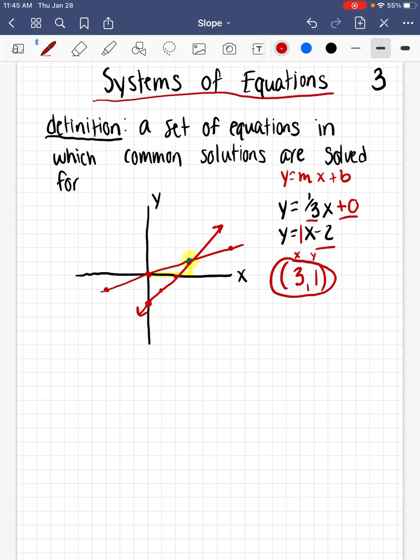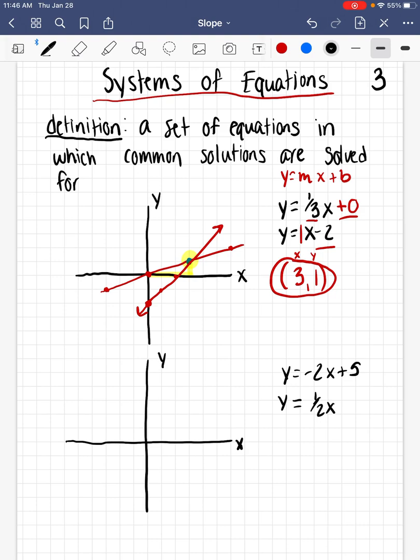So now we're just going to do another example. Just draw a really rough graph so that in general you know how to do this when you look at your notes for a refresher. Make sure you mark your x and your y axis. And this time we're going to do y equals -2x plus 5 and y equals 1/2 x.